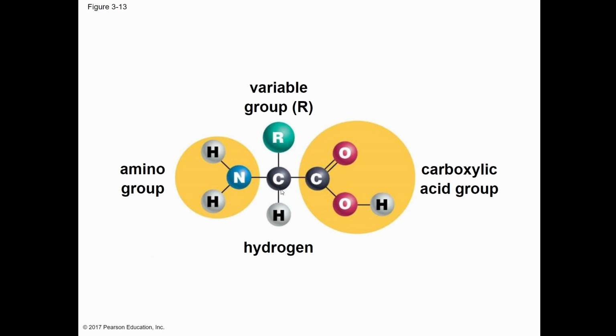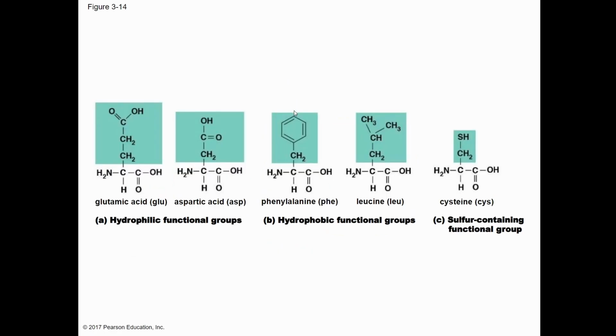Notice the central carbon attached to a hydrogen, and then on one side there's an amino group that contains nitrogen, and the other side is a carboxylic acid group that contains a carbon double bound to oxygen, and an OH or hydroxide functional group. This part at the bottom, or the hydrogen bound to carbon in the two yellow regions, is the same for all amino acids. Up here we have the variable group, or R group, and this is the only part of the amino acid that changes or is different among different amino acids.